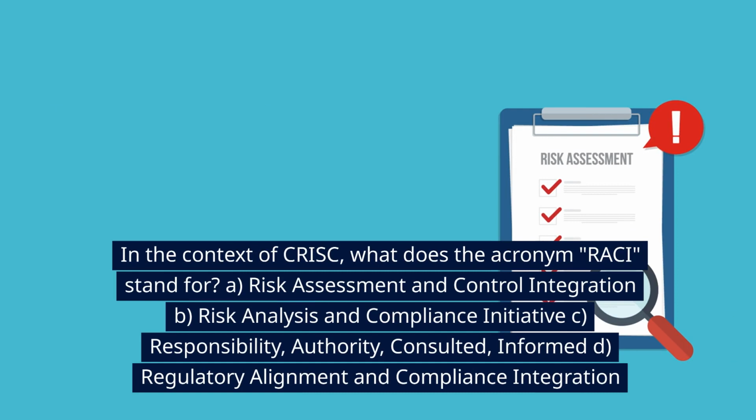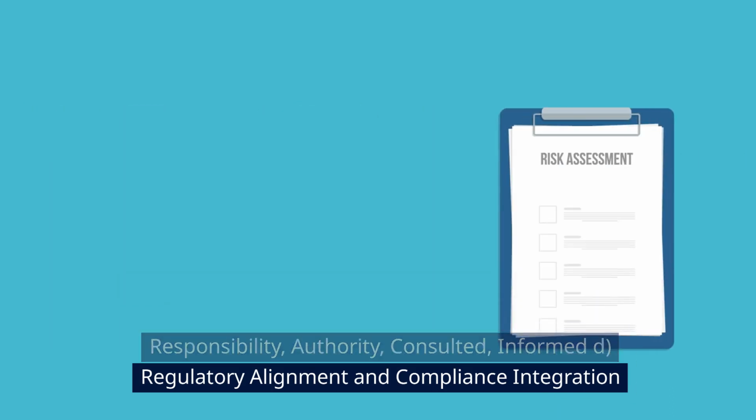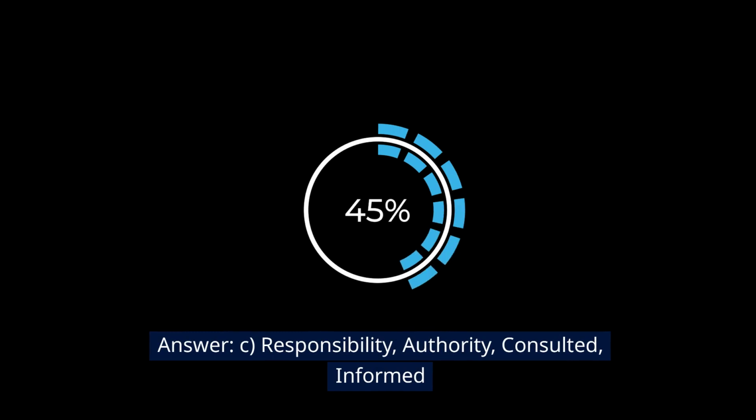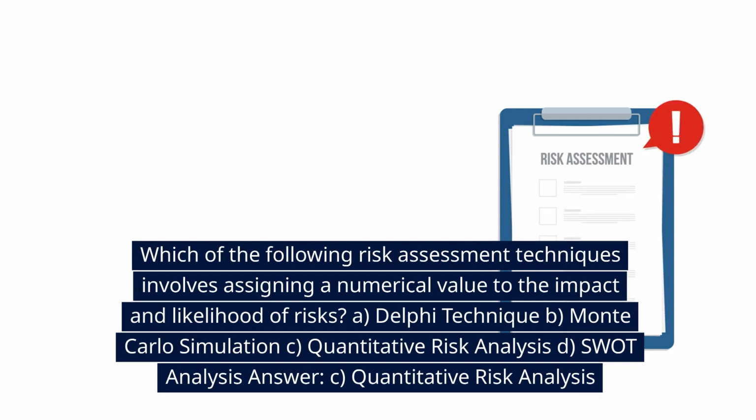A. Risk assessment and control integration. B. Risk analysis and compliance initiative. C. Responsibility, authority, consulted, informed. D. Regulatory alignment and compliance integration. Answer: C. Responsibility, authority, consulted, informed. Which of the following risk assessment techniques involves assigning a numerical value to the impact and likelihood of risks?